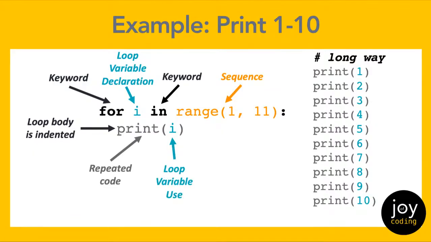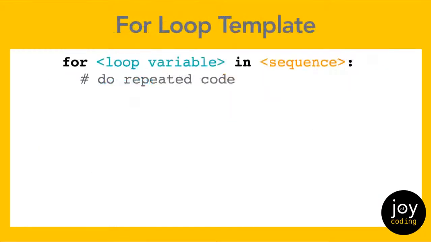So now let's take a moment and take this example and abstract it into a generic template that we can use to solve way more problems. So here is what a for loop template in Python looks like. For a loop variable in some sequence, do repeated code. So let's unpack that a little bit.